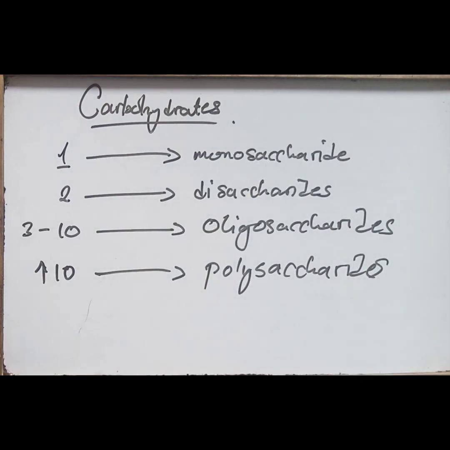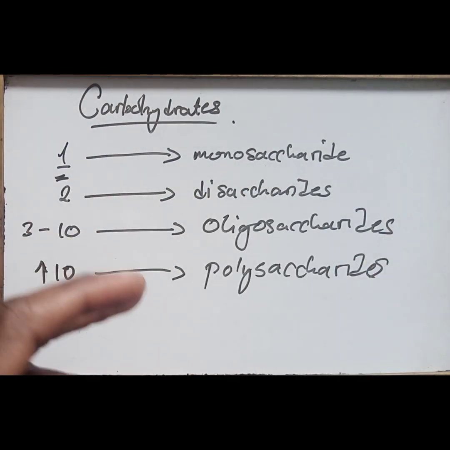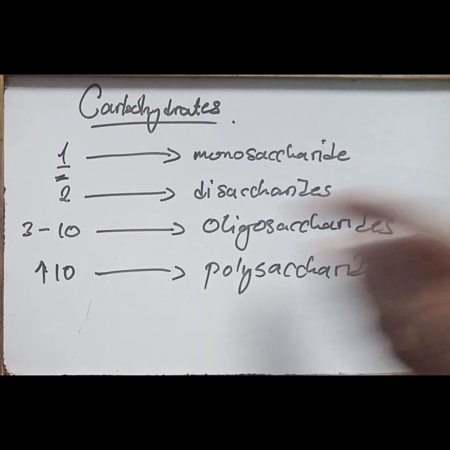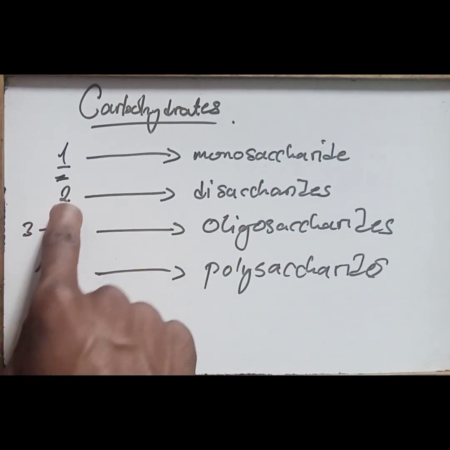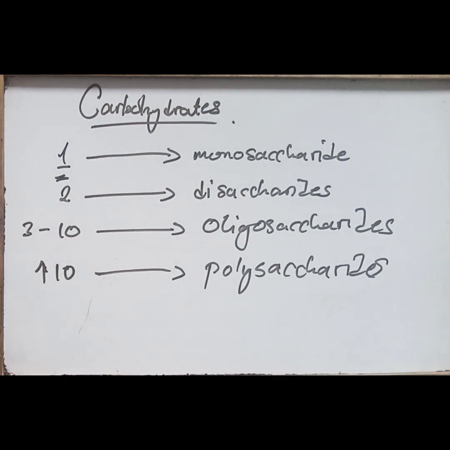A carbohydrate with one saccharide unit is a monosaccharide, and it cannot be hydrolyzed into a simpler carbohydrate, while carbohydrates with two saccharide units, between 3 to 10 saccharide units, and more than 10 saccharide units can be hydrolyzed because they are not made of one saccharide unit.